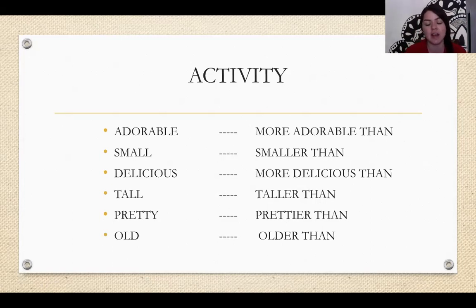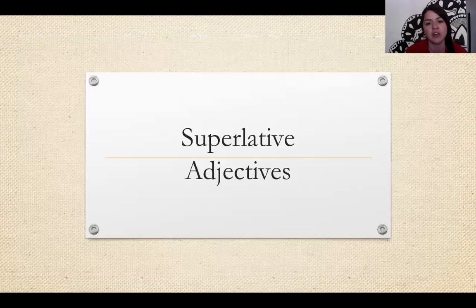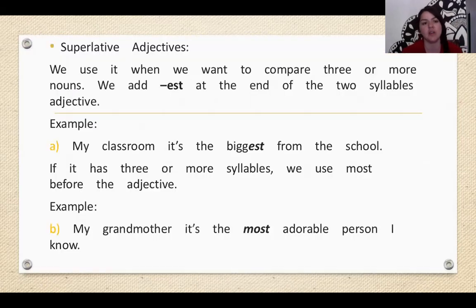Okay, let's see now. We're going to talk about superlative adjectives. We use them when we want to compare three or more nouns. We add EST at the end of the short adjectives, okay? Here is the same rule. If we have a two-syllable adjective, we add EST. Let's see how the examples look. My classroom is the biggest in the school.